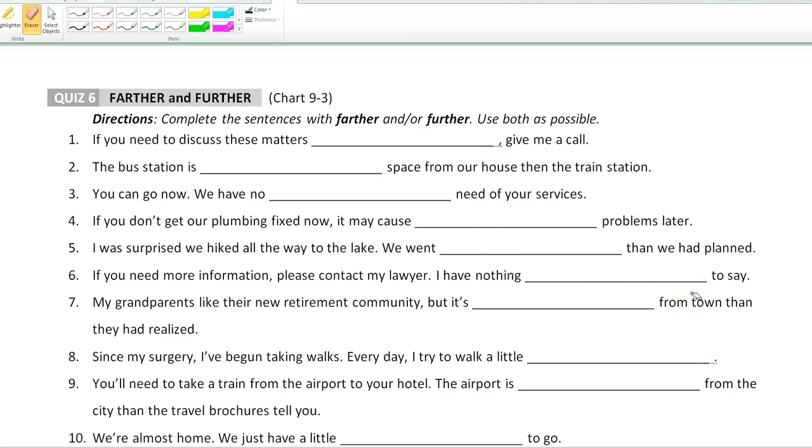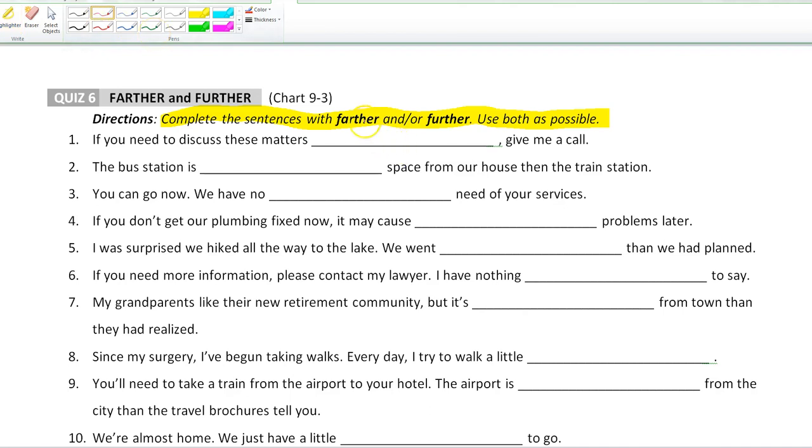Okay guys, this is video 3. Now we're talking about farther and further. And let's read the directions first. So complete the sentences with farther and or further. Use both if possible. Okay, well, how does that work?